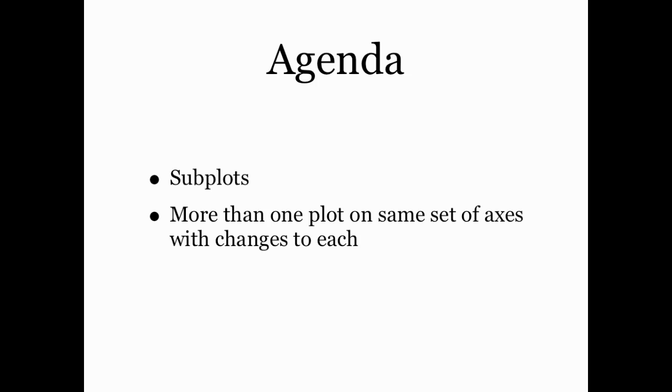In this screencast we're going to pick up a few topics we have not had a chance to pick up yet. Subplots and how to create those using the command line or through an M file. Another way to plot more than one plot on the same set of axes and make changes in style to each of them. And then finally how to add text annotation to a graph using the command line.